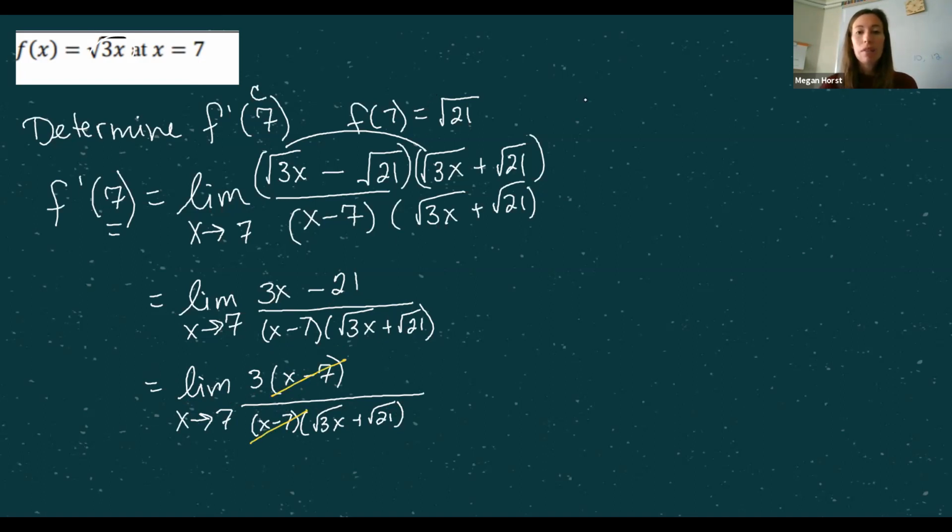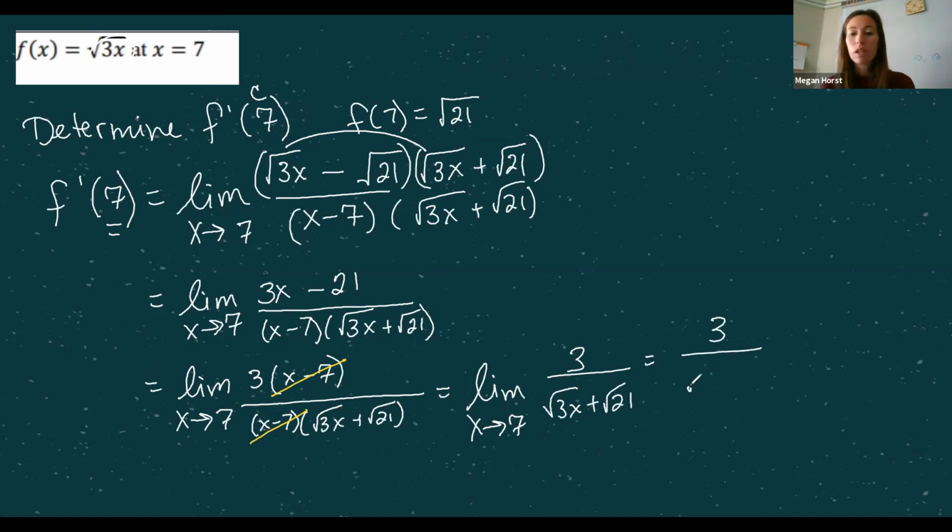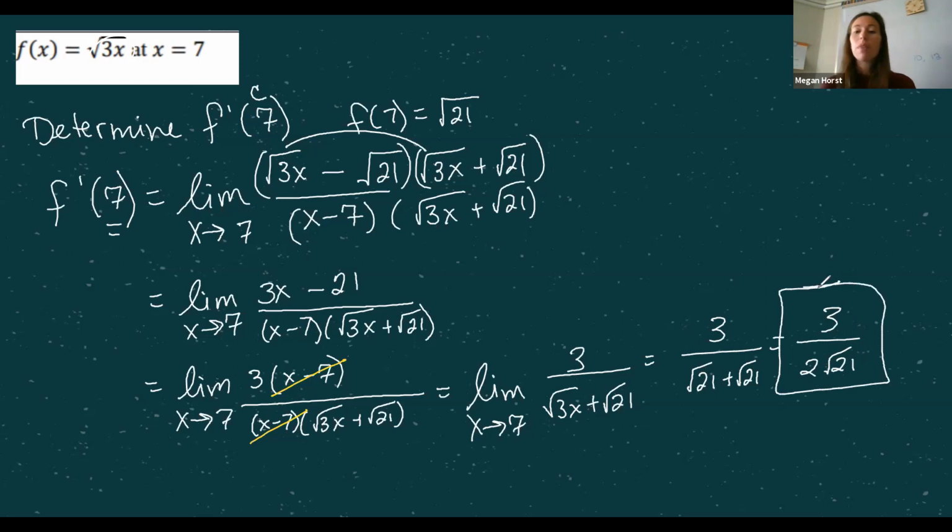And now what I'm left with is the limit as x goes to 7 of 3 over the square root of 3x plus the square root of 21. Well, now I can substitute in that 7. So I have 3 over the square root of 21 plus the square root of 21, which equals 3 over 2 root 21.